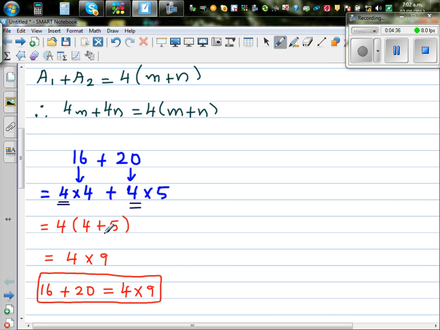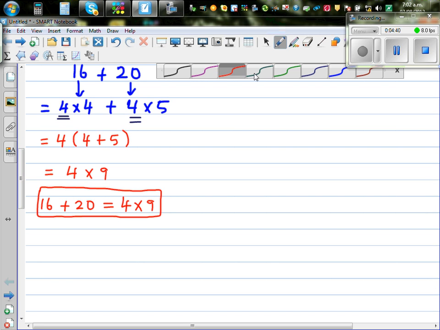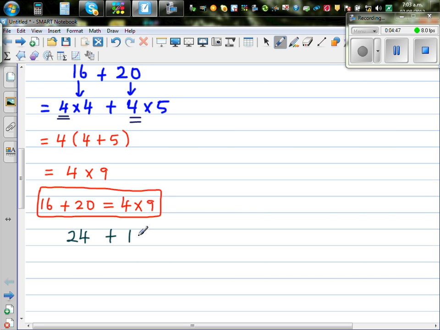So you can factor out this 4. Let me give you one more example, so that this is what basically we do in algebra. Let us say 24 plus 18. I can see the common factor of 24 and 18 is 3. So I'm going to write 24 as 3 times. What is the common factor? Okay, so let's write the factors of 24.